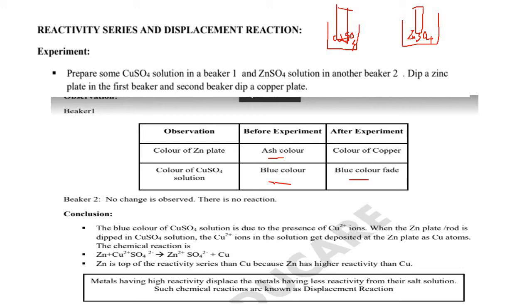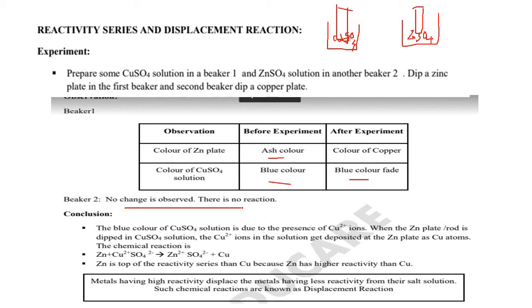And in beaker 2, what we have done? We have taken zinc sulfate solution and dipped a copper plate. There is no change, no reaction taking place. You can see that nothing has happened. No color change, nothing has happened in beaker 2.